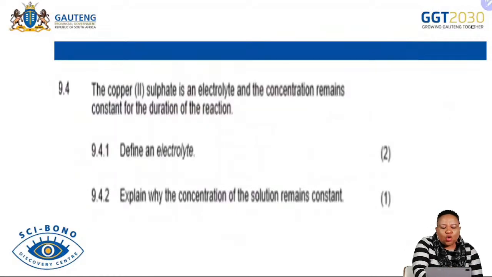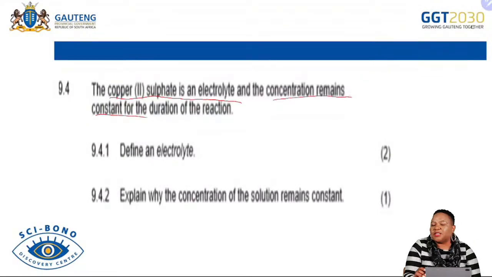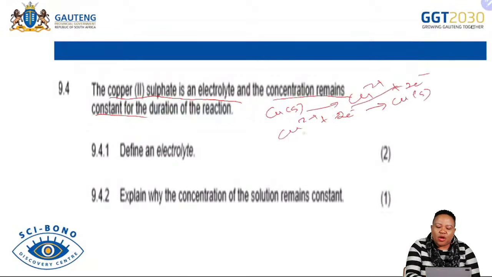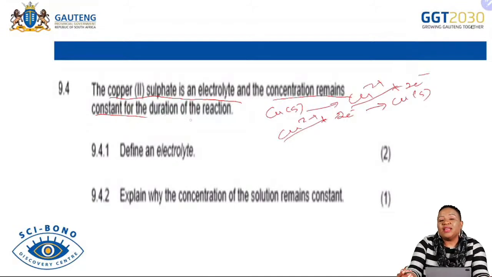The next question, the copper sulfate electrolyte concentration remains constant. And we expect definitely the concentration to remain constant because we know that the copper, which is our impure copper, will undergo oxidation and form copper 2+ plus 2 electrons. And the copper 2+ ions will undergo reduction and form copper. So our copper 2+ ions are becoming both our product and our reactant. So the reason why the concentration of the electrolyte remains constant is because the rate of oxidation is equal to the rate of reduction.